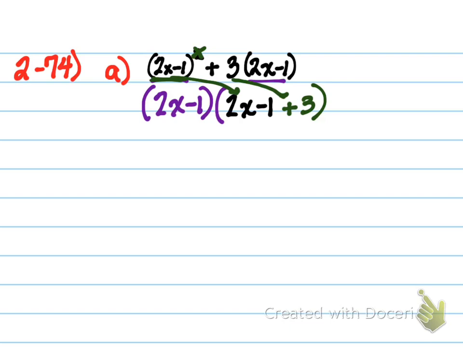On 74A, the first thing you want to do is figure out what they have in common, and then you put the leftovers, and then we want to simplify that. Now pay attention, because that second factor has another GCF.